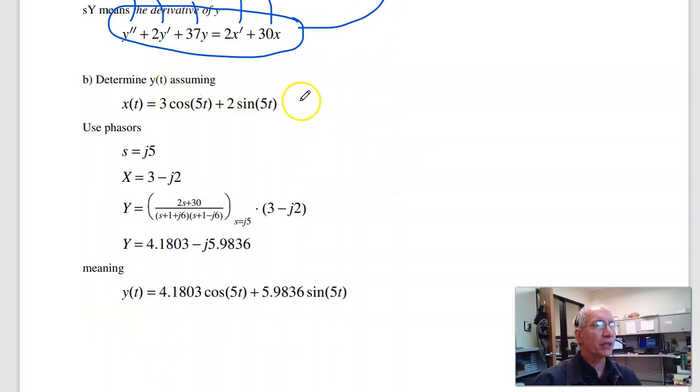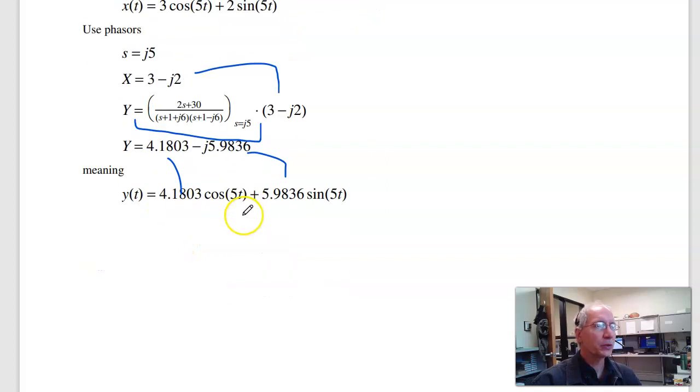If the input is the sine wave, again, it doesn't really matter. s equals j5, here's the gain everywhere. This is the gain at s equals j5. The input is 3 minus j2, 3 cosine, 2 sine. Multiply it all out, I get a complex number. Real part's cosine, minus j is sine. So with Laplace transforms, I can analyze filters and circuits with sinusoidal inputs. That's one use for them.